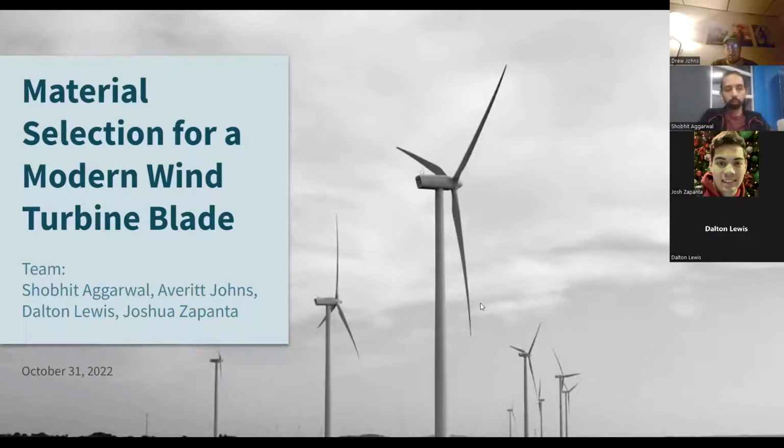selection for a modern wind turbine blade. Obviously, there's a lot of different factors that go into selecting that material, and we're going to be talking a little bit about that today.